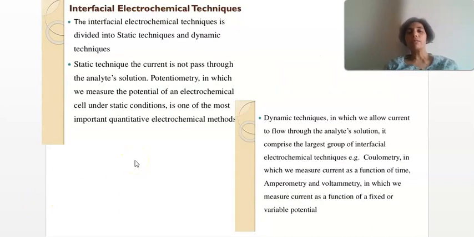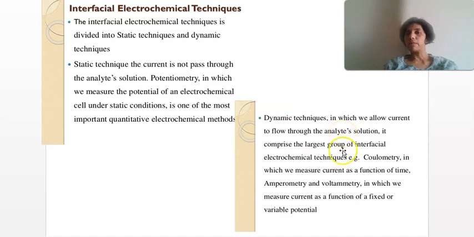Now these interfacial electrochemical techniques are divided into 2 types: static and dynamic. Static is where current is not passed through the analyte solution. An example is potentiometry, in which we measure the potential of an electrochemical cell under static conditions. It is one of the most important quantitative electrochemical methods.